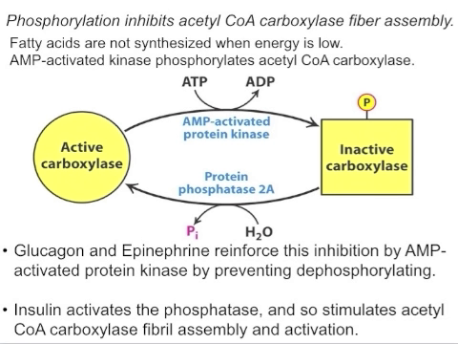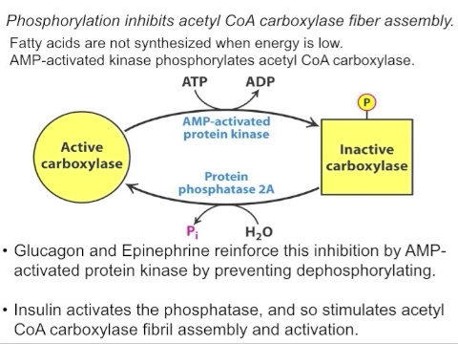Now, glucagon and epinephrine reinforce this inhibition by AMP-activated protein kinase by preventing dephosphorylation. Glucagon and epinephrine help to keep acetyl-CoA carboxylase in the phosphorylated state and thus inactive. However, insulin has the opposite effect. Insulin activates the phosphatase, and in so doing, it stimulates acetyl-CoA carboxylase fibril assembly and activation.